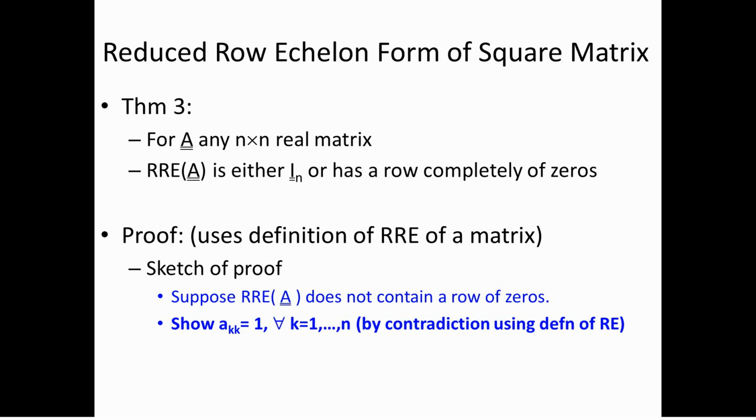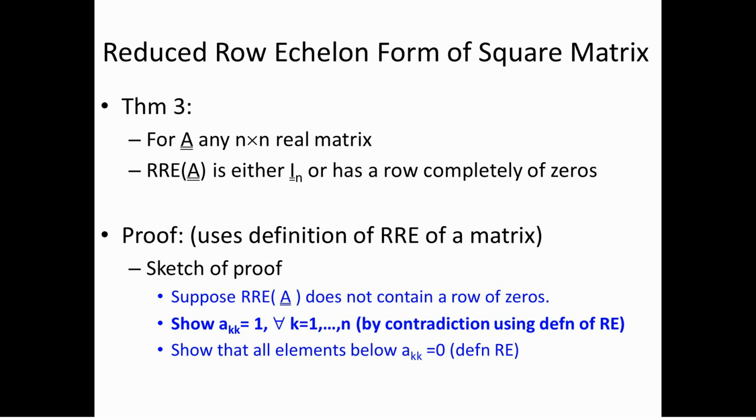Suppose that the kth element is not equal to 1. Actually, we want to show that this is true. I apologize. We want to show that the kth diagonal element of the reduced row echelon form of A has to be 1 for every k. And we're going to do that by contradiction. We're going to assume that it's not true and show, using the definition of row echelon form, that it produces a contradiction. And so now once we know that the diagonal elements are all 1, we want to show that all the elements below it have to be 0.